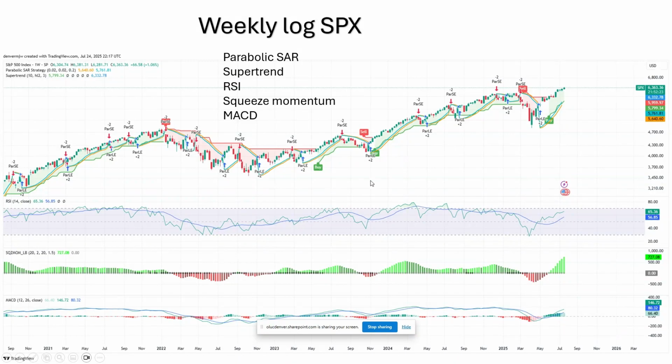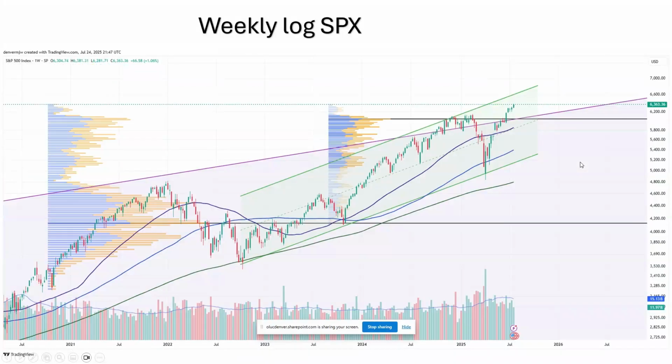This is the weekly, same charts. So we're still both in buys with the parabolic SAR and the super trend. RSI is trending up, squeeze momentum is trending up, and MACD is trending up. And so this purple is the monthly trend, and inside this channel, there's this green channel, shorter term channel on the weekly. And I like this channel because we touch 3 times, extend it up to the top.